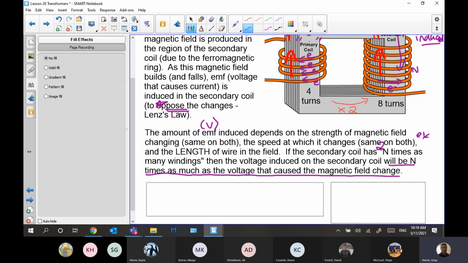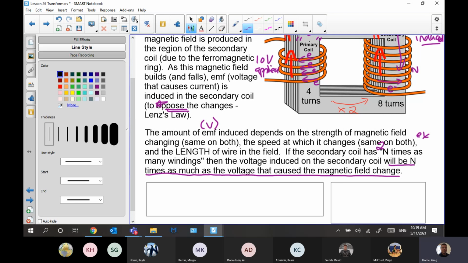So basically, if I apply, say, 10 volts here, then it's going to turn out to be twice as much. It's going to make 20 volts induced.